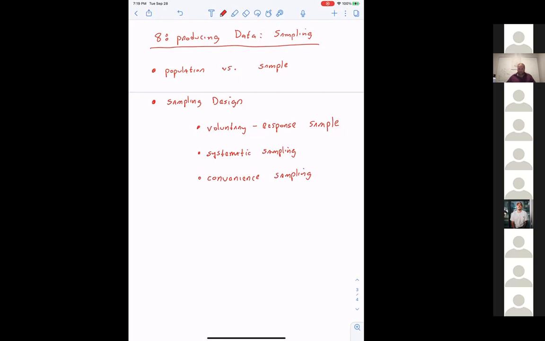Oh, that's so sweet. Okay, so we have voluntary response, we have systematic sampling, we have convenience sampling. Now, the best type of sampling is called a simple random sample, abbreviated SRS. So anytime in this course we talk about a simple random sample, we are talking about an SRS, or vice versa. SRS means simple random sample. Does anyone know what a simple random sample is?